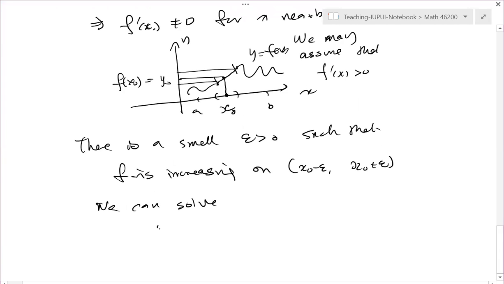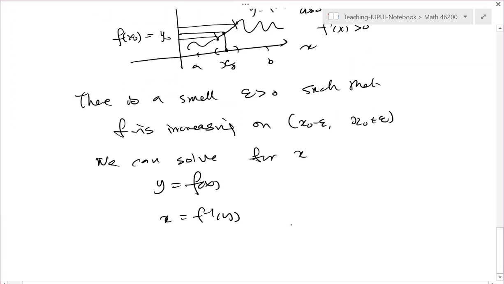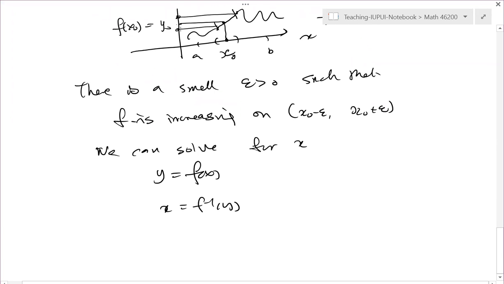Then we can solve the equation over that interval, and we can solve this for x. So x is going to be the inverse function. You can see that the interval is here. It does not necessarily have to be symmetric about the y naught. If you have an interval like this, then you get an inverse. So this is the inverse function theorem in a special case.